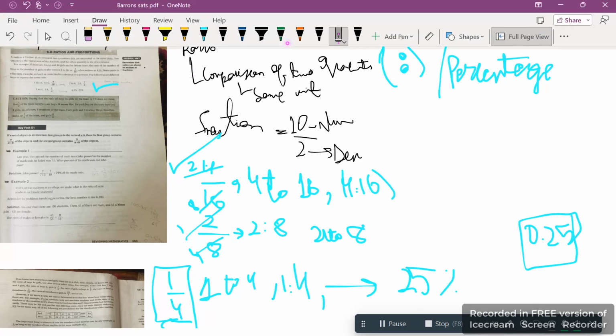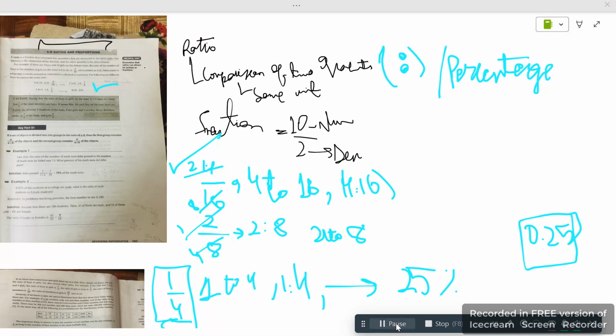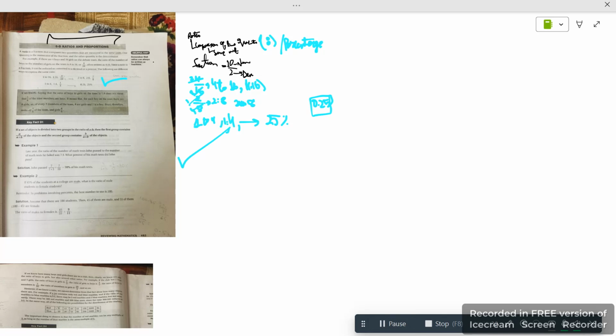So I've just discussed. So let me just move this. So yes, we were done till this. Now here is key fact D1, which is: if a set of objects is divided into two groups, then in the ratio of A to B, the first group contains A upon A plus B, this is the formula which we will use.